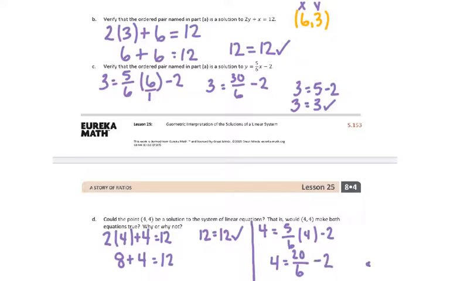So right away, I can't reduce 20 over 6 to a perfect number like I could 30 over 6. So I can only reduce 20 over 6 to a fraction, which is 10 thirds. And so now I have 4 equals 10 thirds minus 2 over 1. So now I have to multiply the top and bottom of 2 by 3. So I have 4 equals 10 thirds minus 6 over 3.